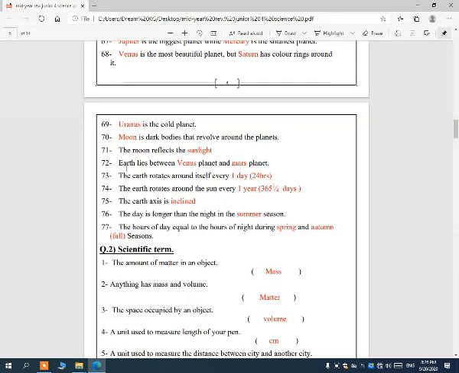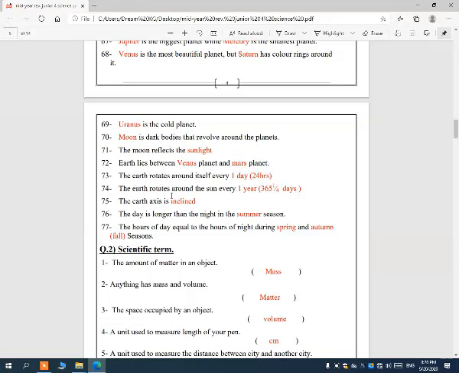72. The earth lies between. The earth is between what and what planet? Venus and Mars. Number 73. The earth rotates around itself every 1 day, equal 24 hours.